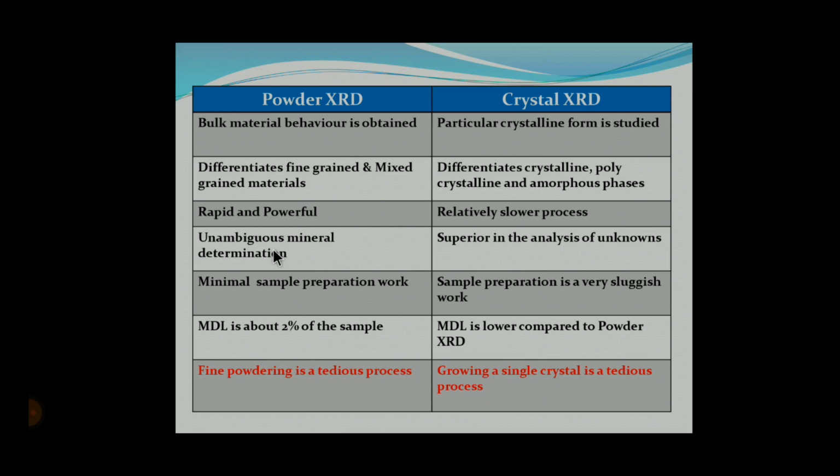At the same time, in the case of crystal XRD, the preparation of the crystal is a very tedious, time consuming process. Okay, so considering the work, the last point is valid: fine grinding as well as growing the single crystal are both very tedious works, but still powder XRD is very simple in the case of its accessories. We need to only control the temperature, but in the other case we need many factors for proper crystal growth. And powder XRD is superior to crystal XRD in the case of MDL, minimum detection limit, that is the least amount of the element in the sample which can be detected. So MDL is about 2% for powder XRD. At the same time, it is much larger for crystal XRD, right? So this is a rough comparison between powder XRD and crystal XRD.